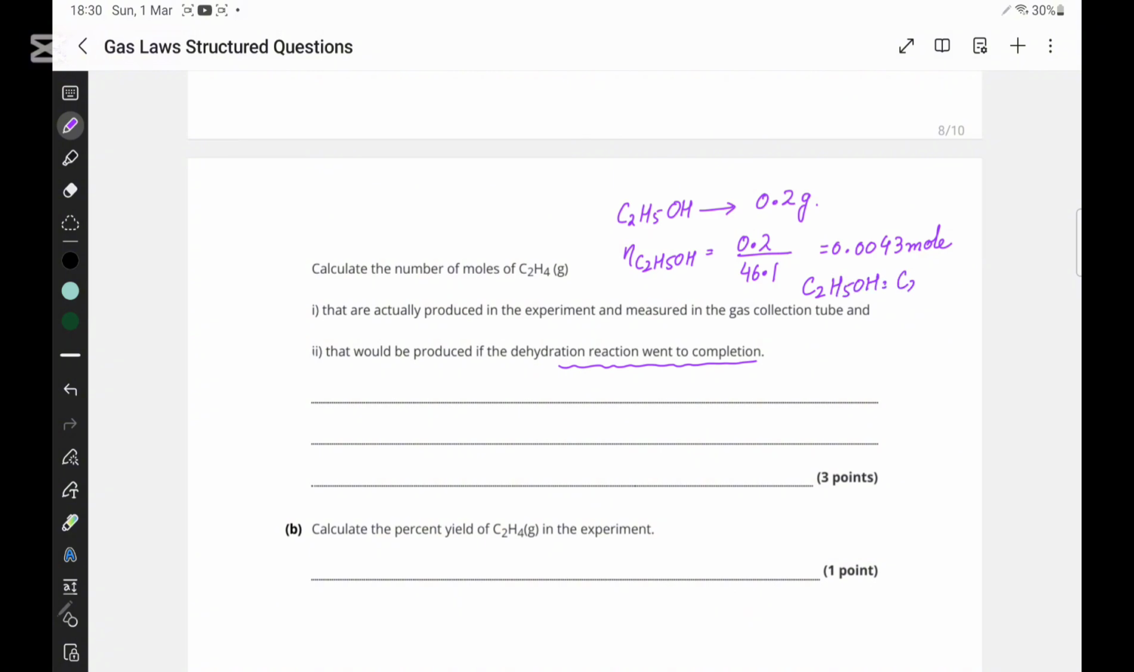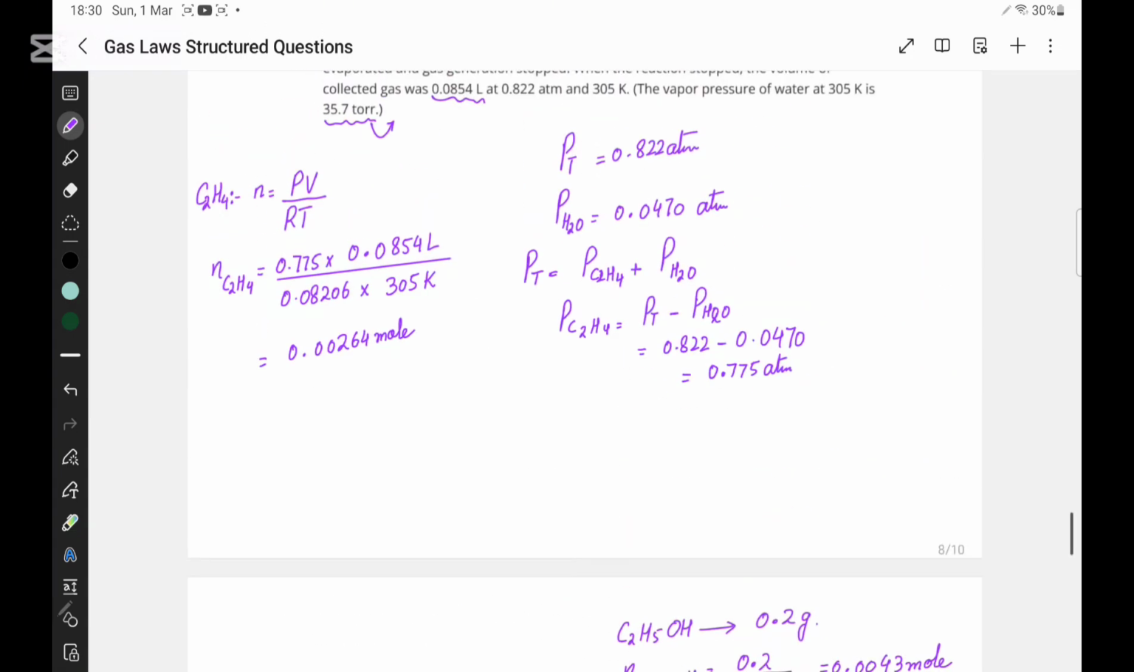C2H5OH and C2H4 are in a 1:1 ratio. So if this is 0.0043, that is also 0.0043, they are also the moles of C2H4. The actual moles are 0.00264.